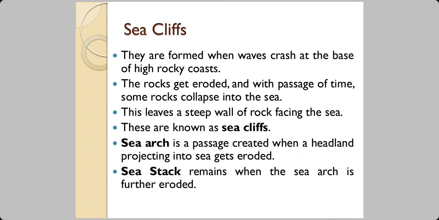Now we talk about another landform which is known as a sea cliff. They are formed when waves crash at the base of high rocky coasts. The rocks get eroded, and with the passage of time, some rocks collapse into the sea, and that leaves a steep wall of rock facing the sea. This steep wall of rock is known as a sea cliff.